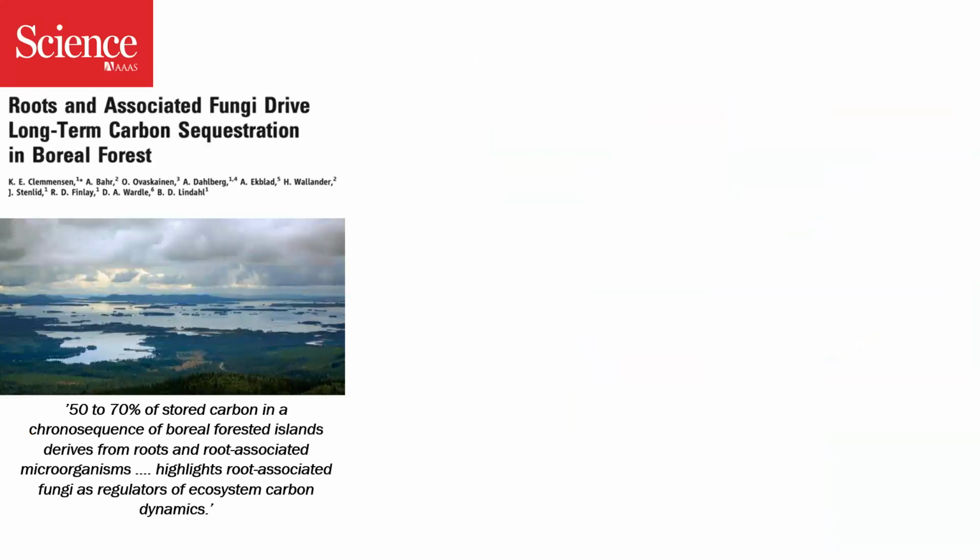In the last 10, 15 years, there have been studies published in top scientific journals where they highlight that fungi, and in particular mycorrhizal fungi, have a main role in the terrestrial carbon cycle. This is a study that was carried out in forested islands in Sweden, and they found that 50 to 70% of the carbon in soil derived from roots and root-associated fungi. We know that between 75 to 80% of the carbon in terrestrial ecosystems is in soil, and a large amount of that carbon comes from roots and root-associated fungi.